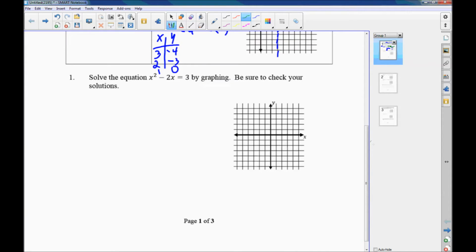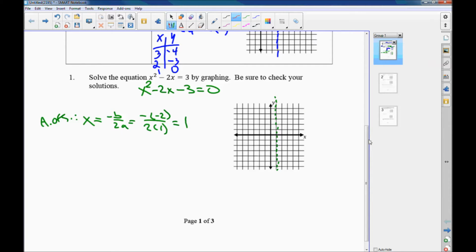All right, so solve the equation x squared minus 2x equals 3 by graphing. Be sure to check your solutions. So this is going to be x squared minus 2x minus 3 equals 0, and we're going to graph it. Axis of symmetry first, negative b over 2a. So that's negative 2 over 2 times 1, which is 1. So this is our axis of symmetry. At 1, we put a dotted line.